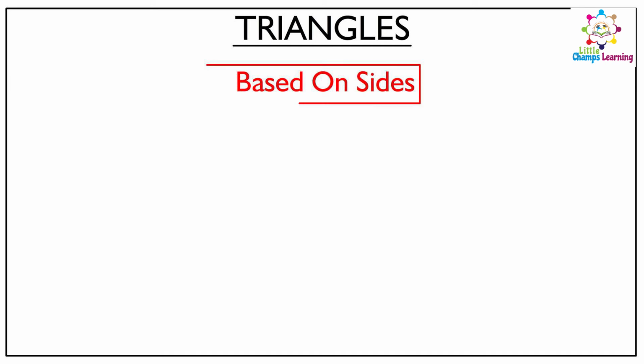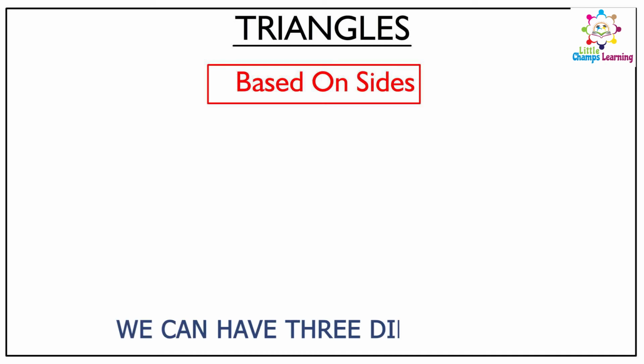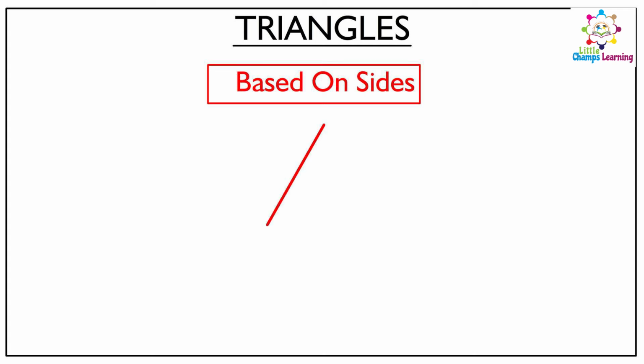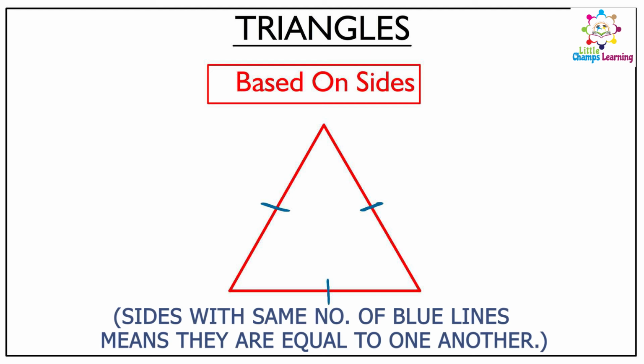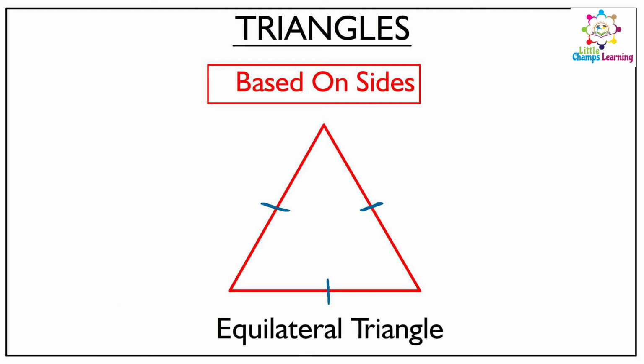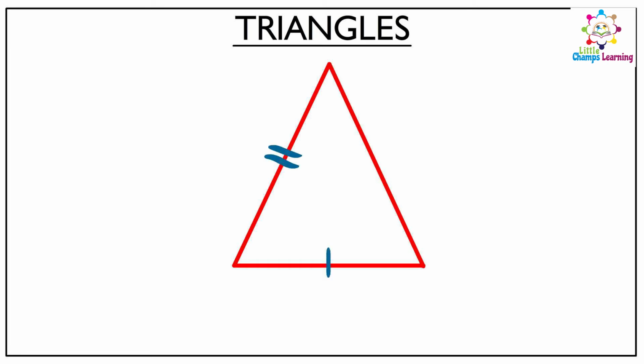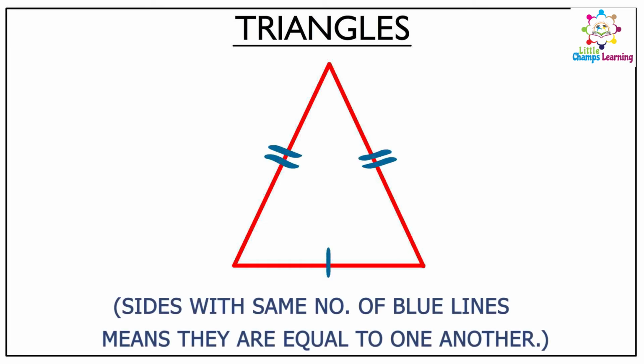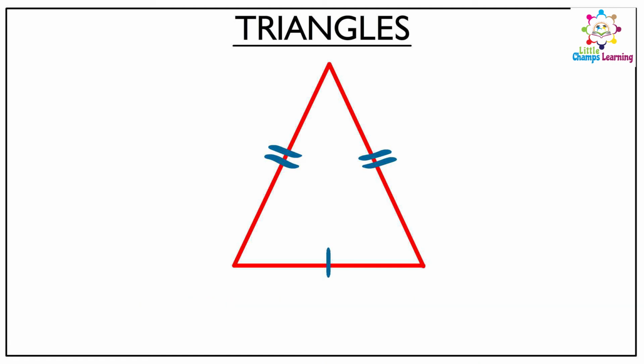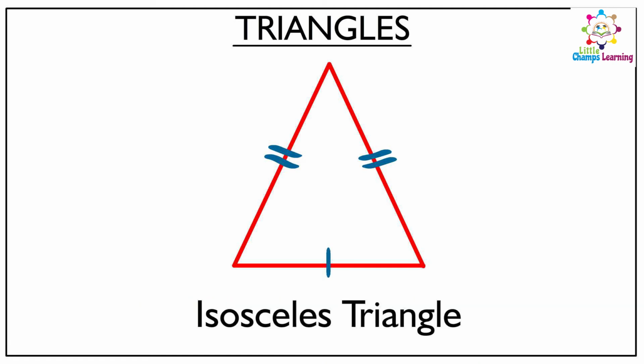In this, we can have three different cases. In the first condition, we can see here all the sides of a triangle are of equal length. When you have such a triangle, the name is equilateral triangle, where all the sides are equal. In the second case, two sides of a triangle could be equal and the third could be different. So you have the name isosceles triangle. The name is a little difficult, isosceles triangle.